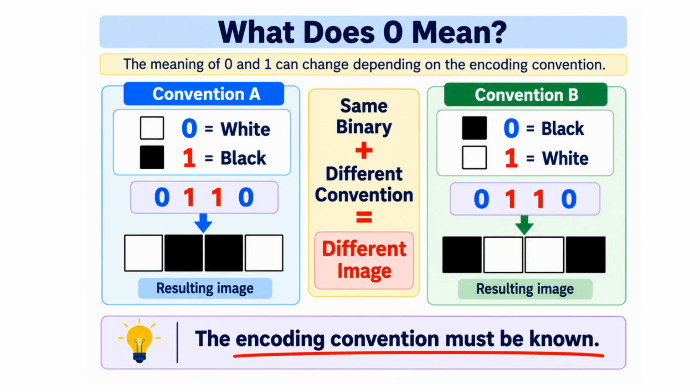But in convention B, the meanings are reversed. 0 represents black and 1 represents white. Now, the exact same binary sequence produces black, white, white, black. So the binary data has not changed, but the resulting image has changed. This teaches us an important rule. The encoding convention must be known before we can correctly interpret the binary data.